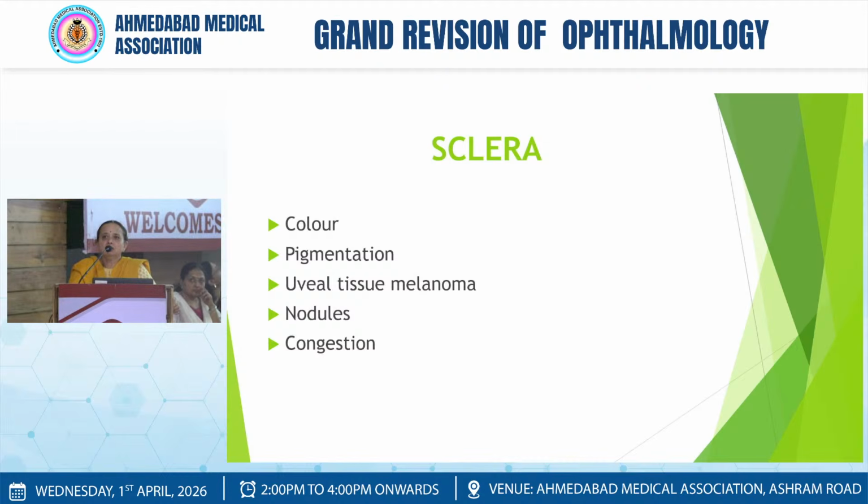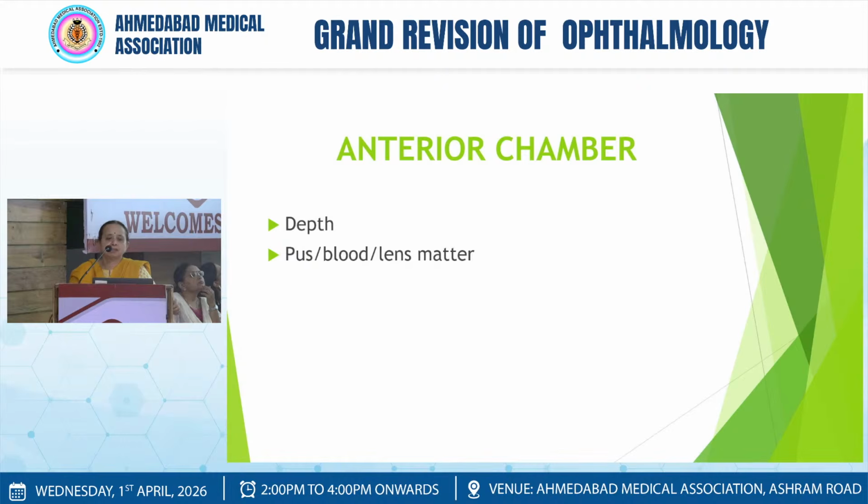Looking at the sclera, normally the sclera is white in color. Look for any pigmentation or uveal tissue, melanomas may sometimes be seen protruding through the sclera. Presence of scleral nodules and redness may be suggestive of scleritis or episcleritis.